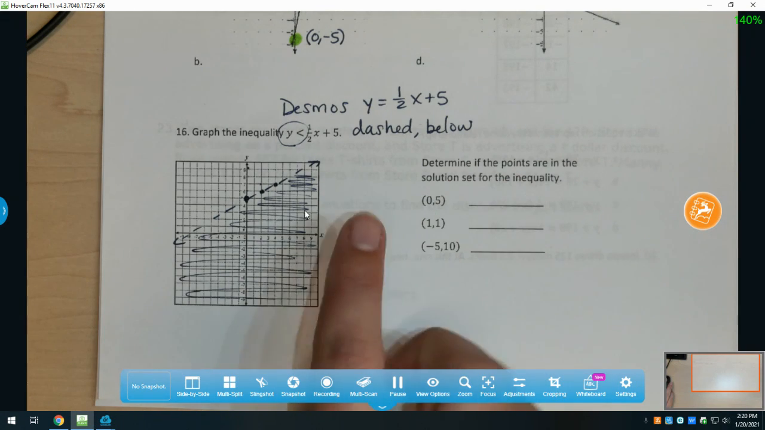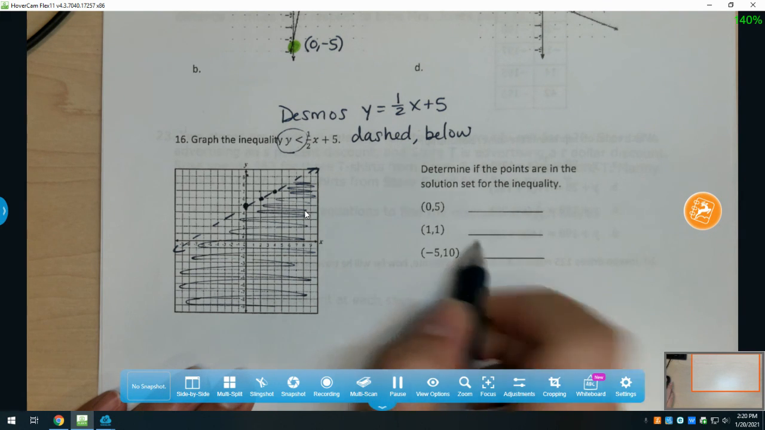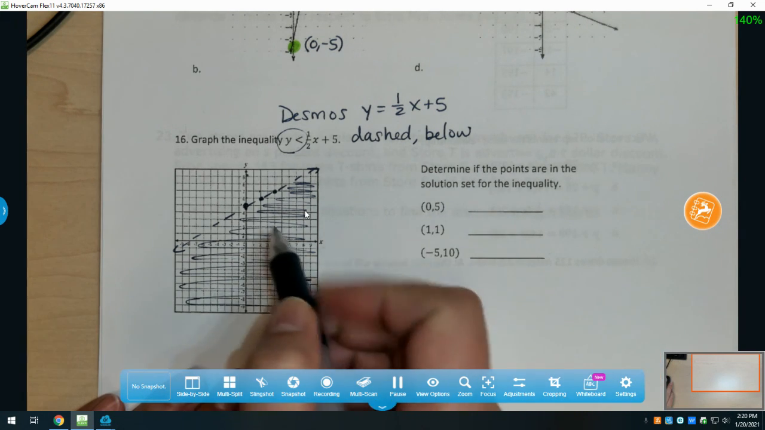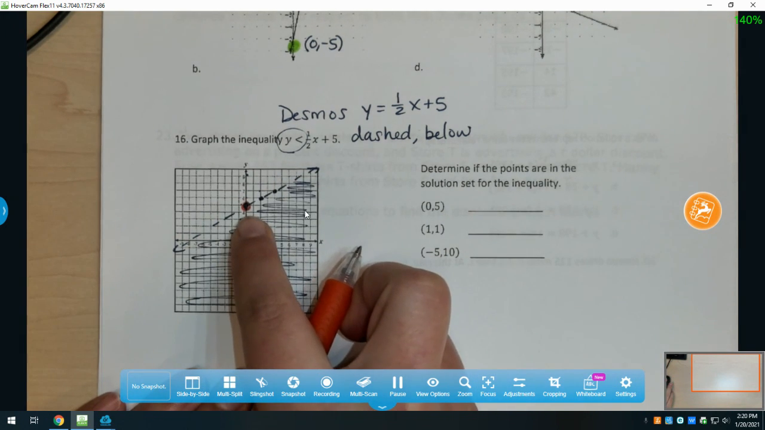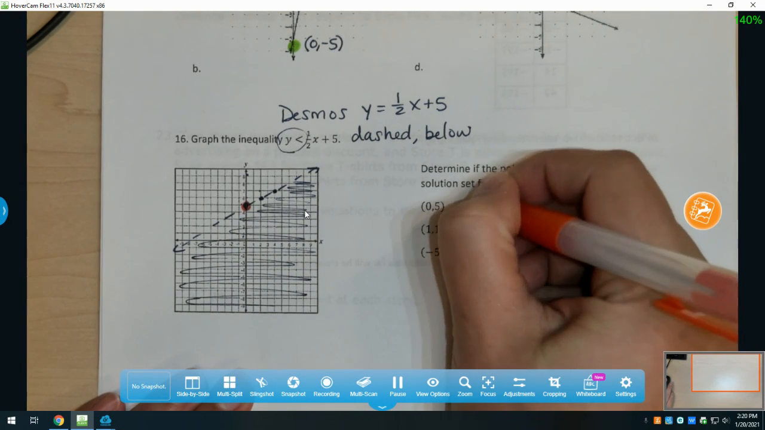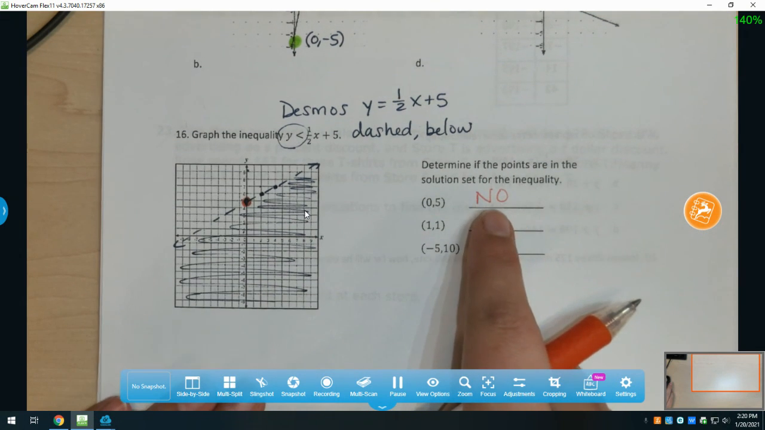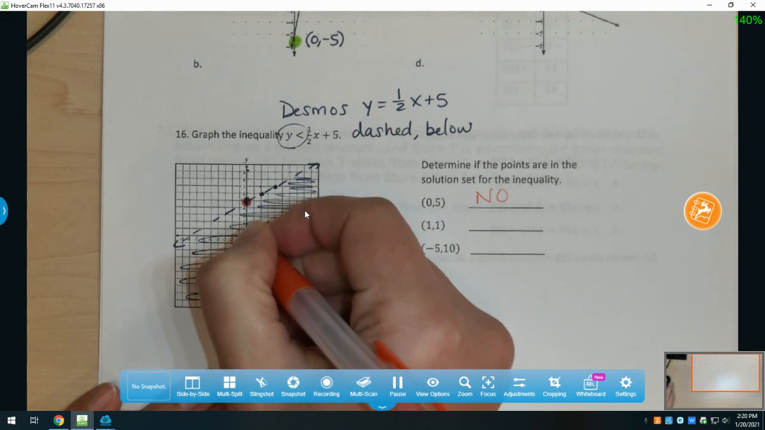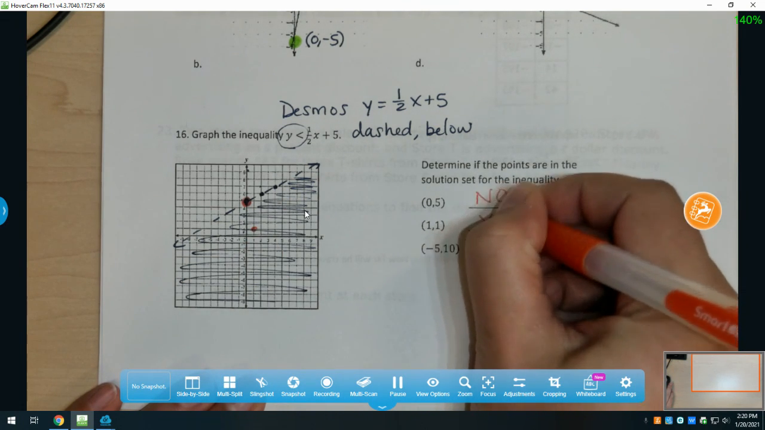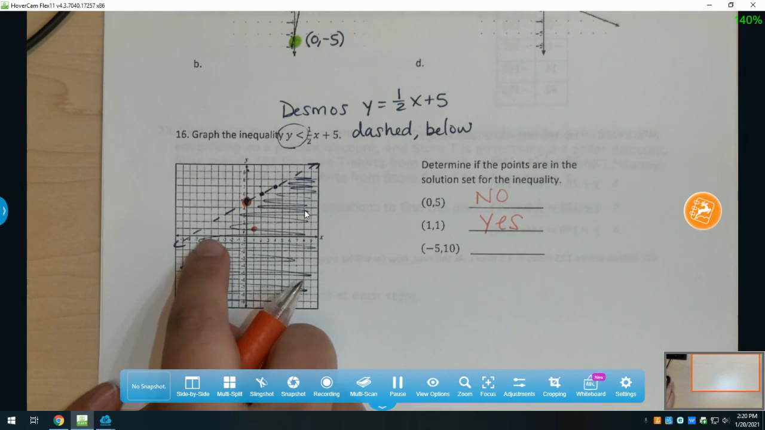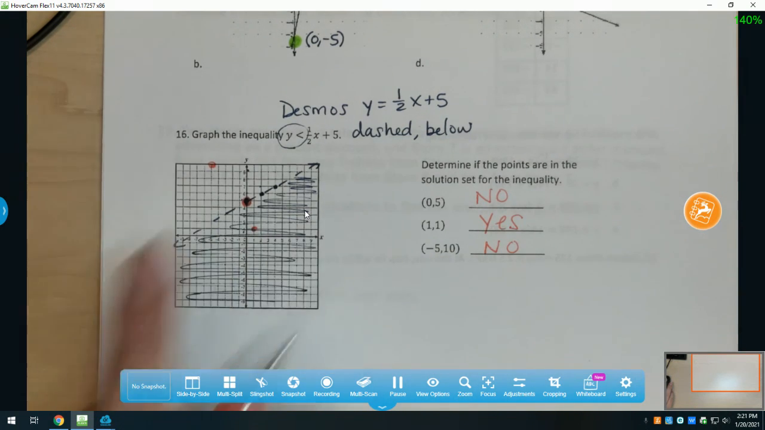We have to be able to get the rest. From here, maybe this is what the question's asking, but we could also be asked about whether certain points are solutions. So the point (0, 5), is that a solution? Well, if we go to the point (0, 5), at first it feels like, well, yeah, it's on the line, but it's on a dashed line. So no, the point is not a solution if it's on a dashed line. That means those points are not included in our solution set. Now the point (1, 1) is definitely in there, right? It's inside of our shaded region, so that's going to be a yes. And then the point (-5, 10), that's going to be like way up here somewhere. That's going to be a no because it's not in the shaded region.